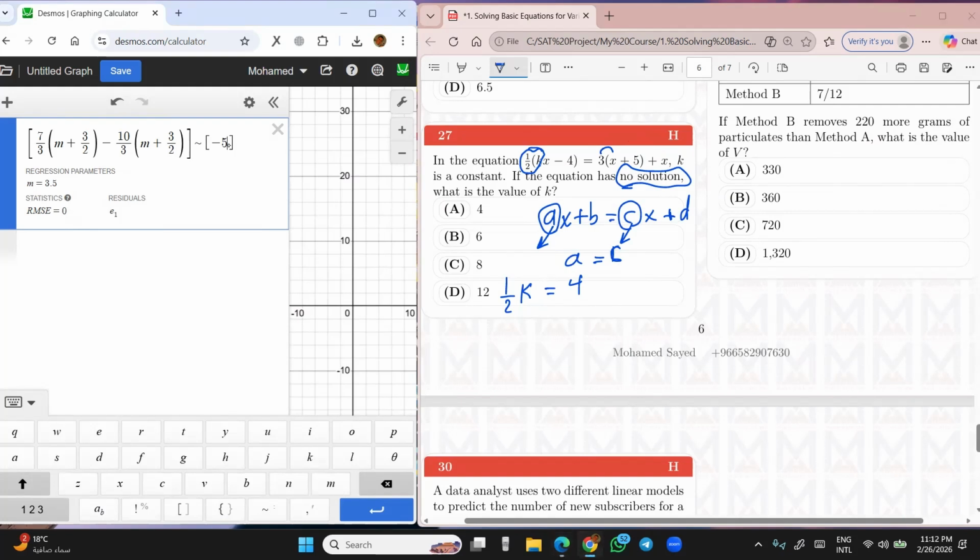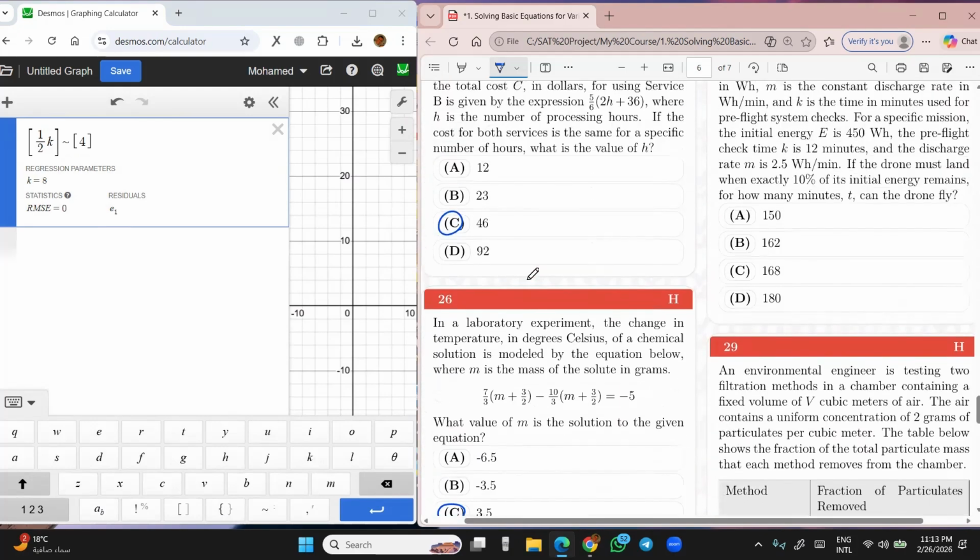Maybe you can write it here. It's very simple, but you can also consider writing everything on Desmos, because maybe later on we have difficult numbers. But here it's half k, 1 over 2 k, and on the right we need to write 4, and the answer is 8. So 8 is the value of k, which is required in this question. 28.